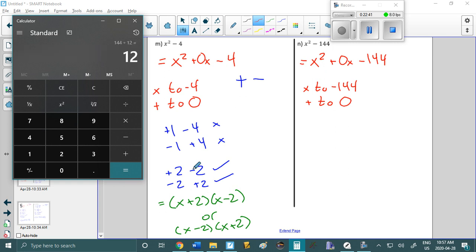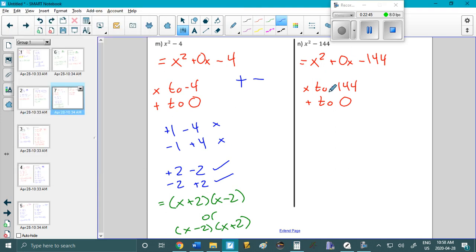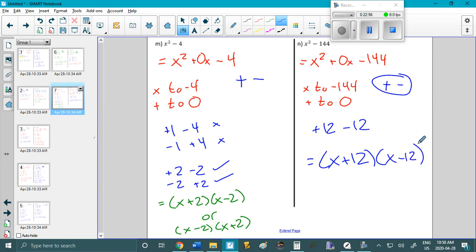Divided by 12. 12, hey, 12 and 12 are the same. We know that if it multiplies to a negative, it's a plus and a minus. So we know it's +12 and -12. So we get x plus 12 and x minus 12. And you could also write it in the other order, x minus 12 times x plus 12.